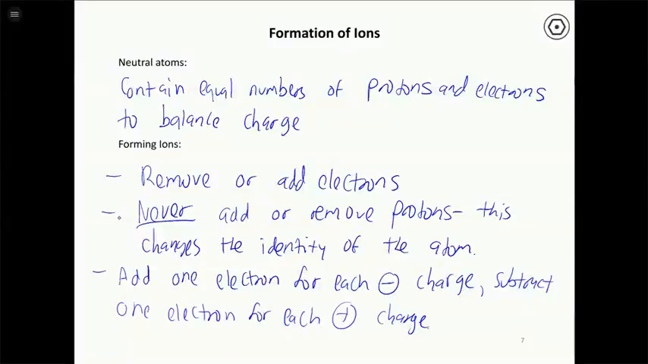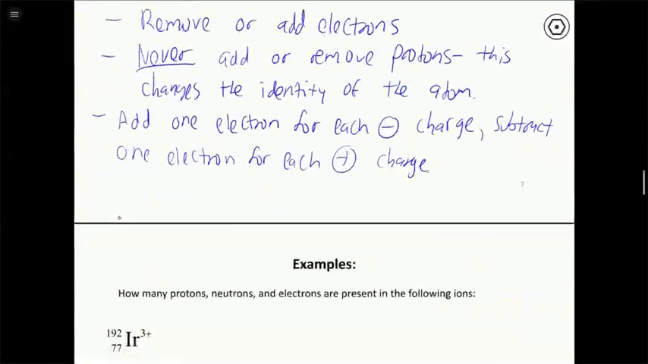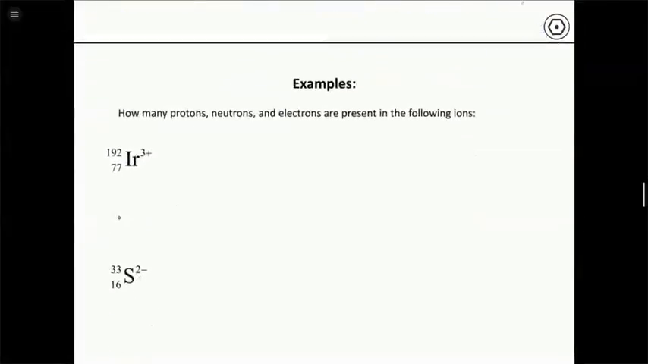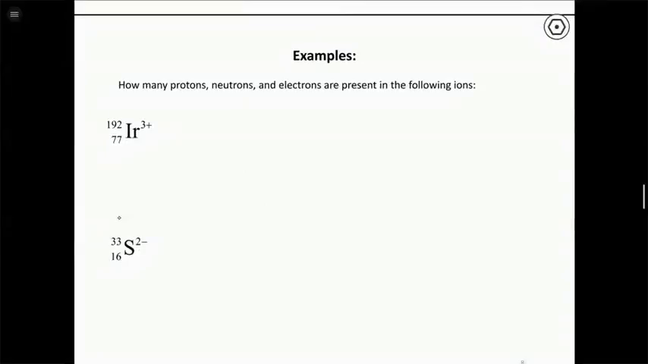All right, so let's see how this works in some real examples. I gave you some atomic symbols, and the only difference here is that our atomic symbol now includes charges. We have the same numbers on the left, atomic number and mass number, but now we have this number superscripted on the right, which denotes the overall charge. So now it's an ion instead of an atom. It has a net charge to it.